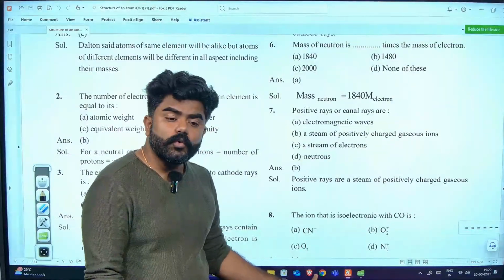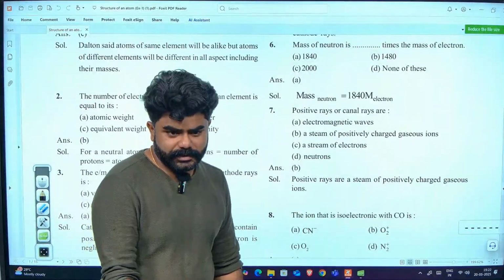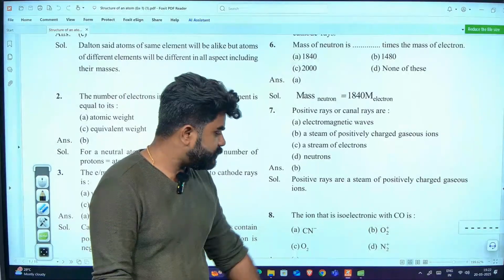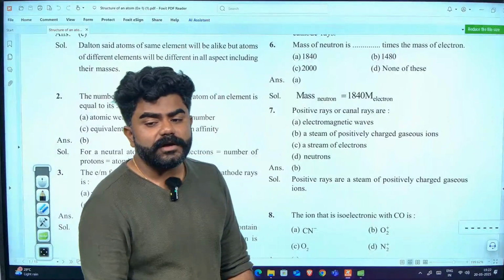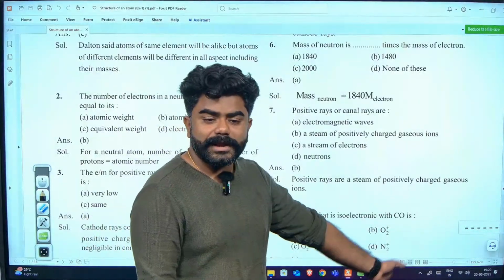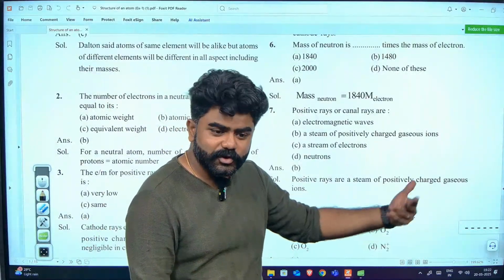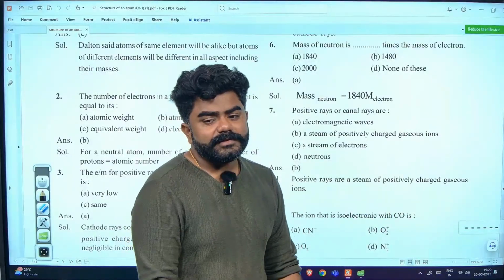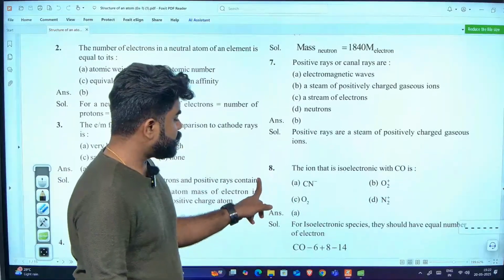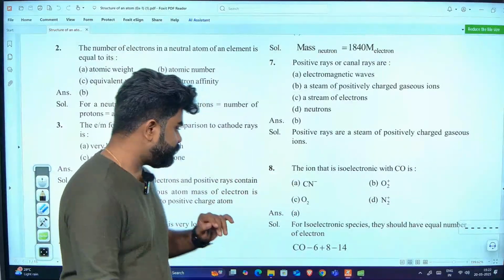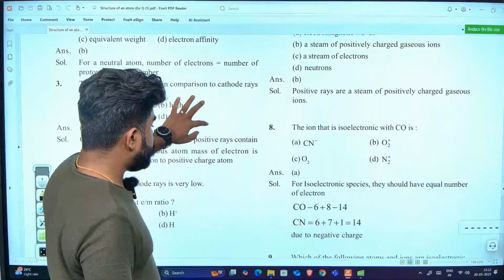What about O2? O2 molecule: 8 plus 8, 16. N2: nitrogen's atomic number is 7, so the nitrogen molecule has 14, plus one electron. Since it is plus one electron, we have to subtract one electron, giving 13. So it is not isoelectronic, so option A is the correct answer. Okay, fine, let's move on to the next.